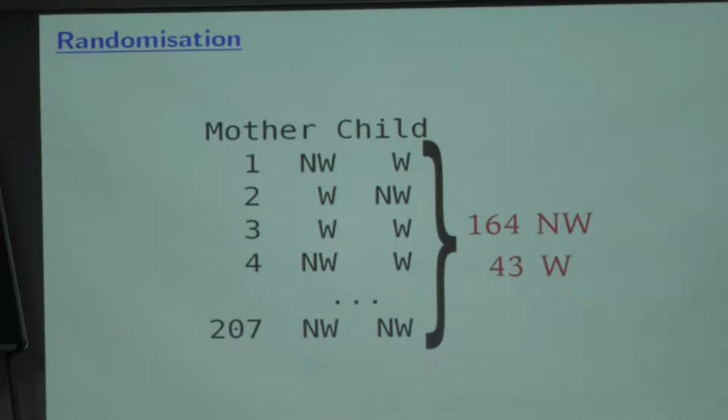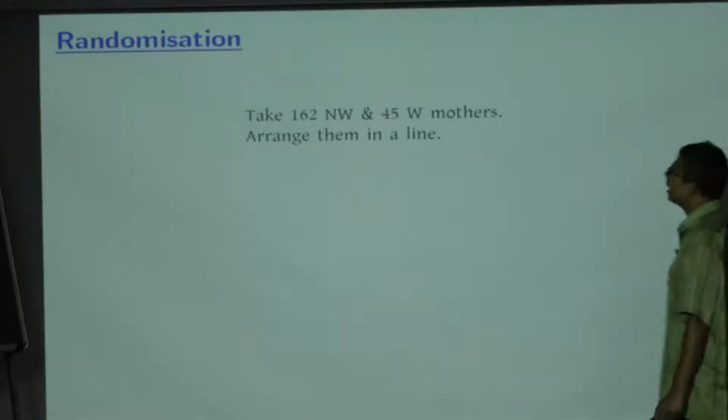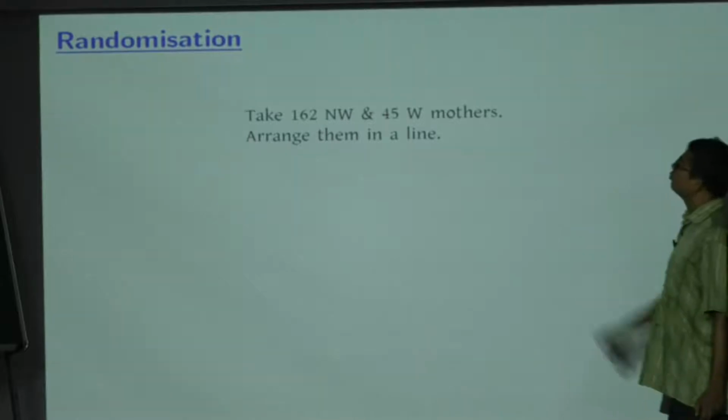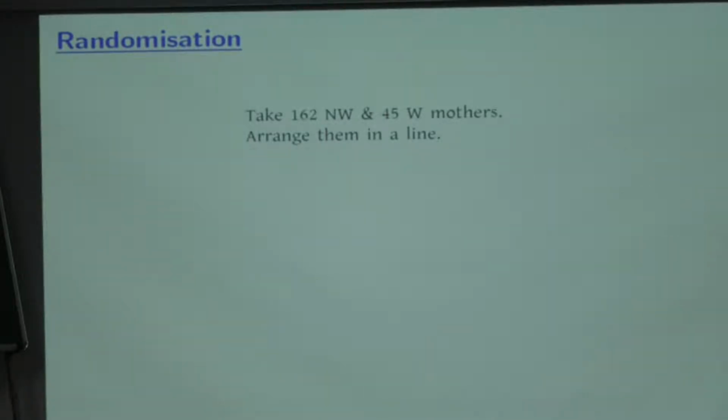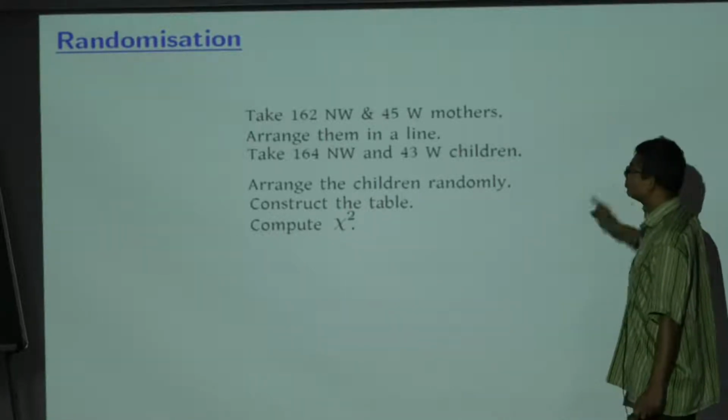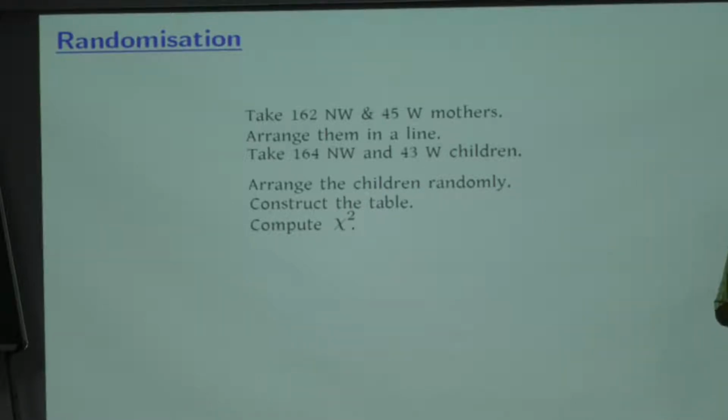This chi-square value is going to represent a situation where really there is no association, because I played God, I created the table. And I will do it again and again. So this is the overall idea. I take all the mothers, 162 without world and 42 with world, all the mothers, arrange them in a line. Then I take all those children and arrange the children randomly. I construct the 2 by 2 table and compute that chi-square statistic based on that artificial table.